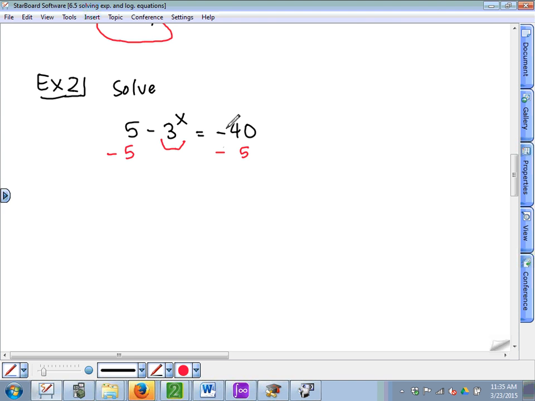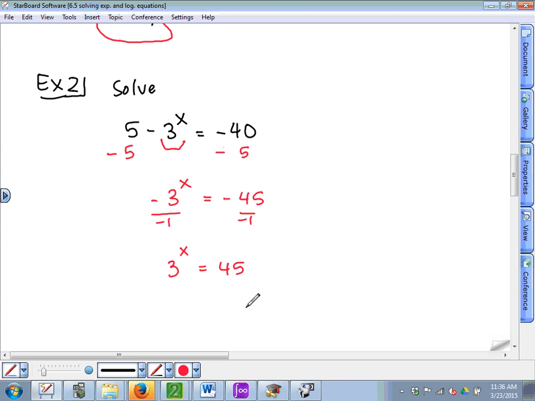Okay. I agree that we should subtract 5 on both sides. So now we have negative 3 to the x equals negative 45. But that negative sign's in the way. So divide by negative 1. Now we have positive 3 to the power of x equals positive 45. So that was an example of isolating the exponential term. If it was already a positive 45, would it now be negative? Yep.